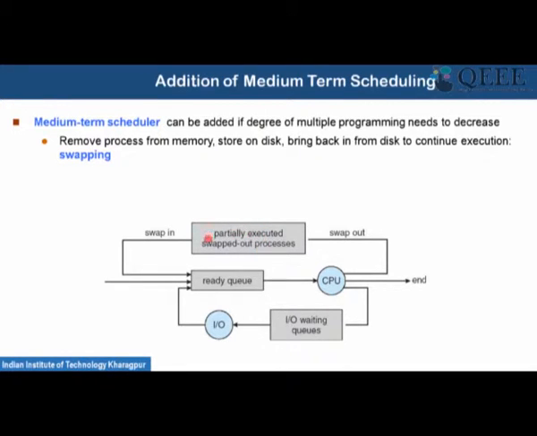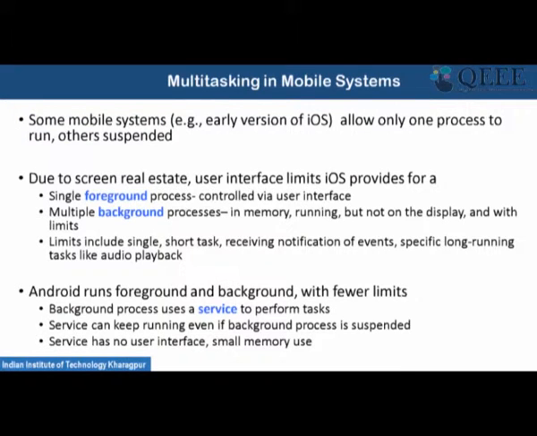During that time it can take back this partially executed process, swap out processes from the disk, and again put it to the ready queue. So this way a medium term scheduler can help in managing the memory space that you have in your main memory. Now a little bit of things about this mobile system.